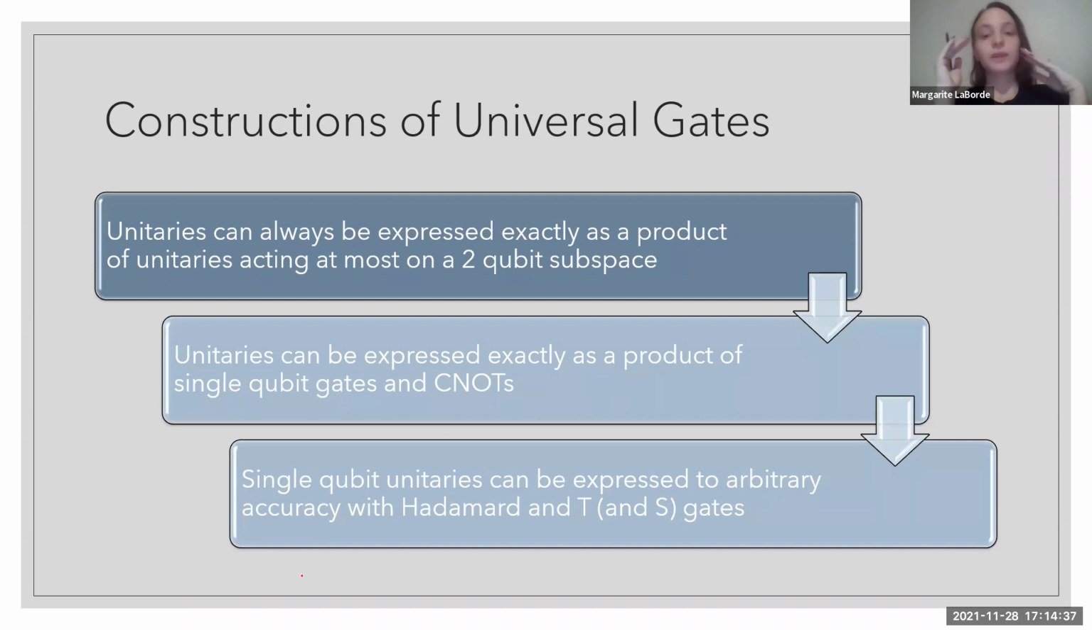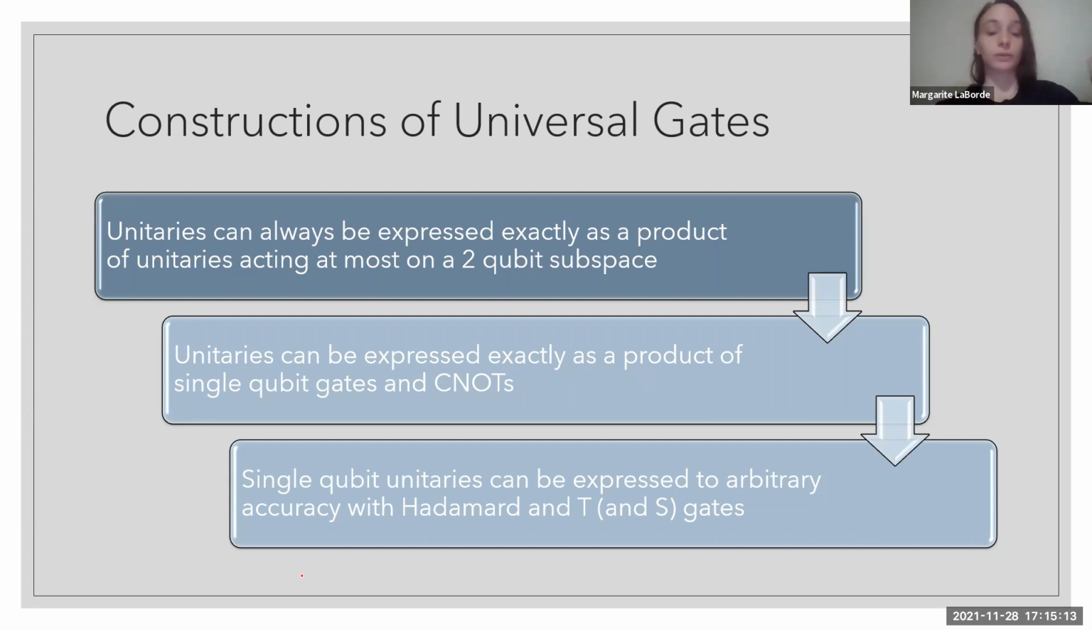So the way that Nielsen and Chuang go through this is they start with the most fundamental, which is that for any unitary that describes the action of your circuit, or what you would want to do on your Hilbert space, you can always express it exactly as a product of unitaries that work on a two-system subspace. So we're going to see what that means. And here I wrote 2 qubits. So you can always break it down into actions that pair up 2 qubits.